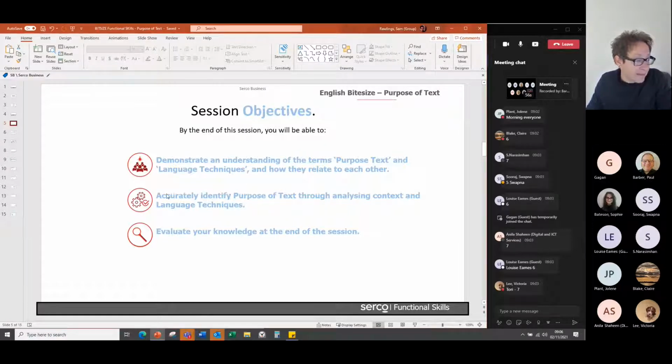The second half of the session is going to be more over to you guys, and you're going to do some tasks where you try and identify purpose of text. You're going to do that by using context, and also a little bit of knowledge of language techniques. So there we go, those are the main objectives of the session.